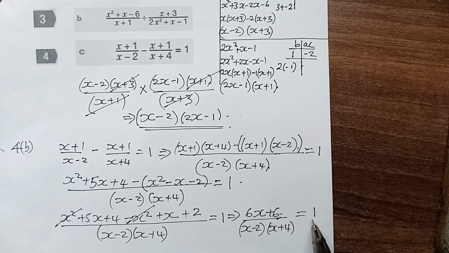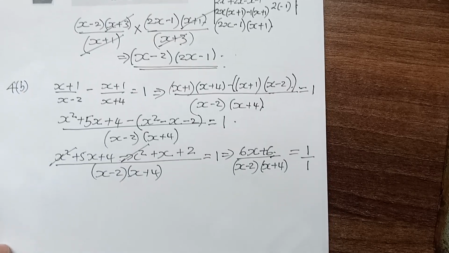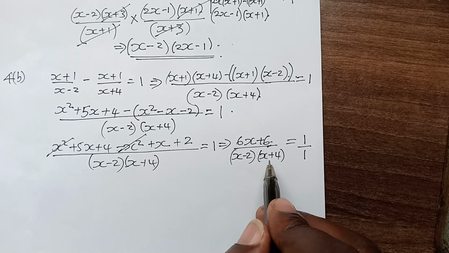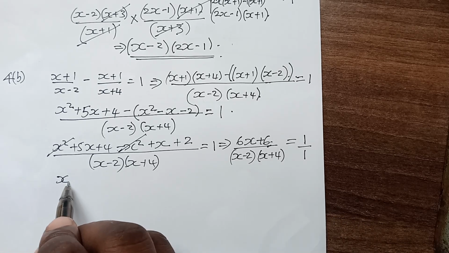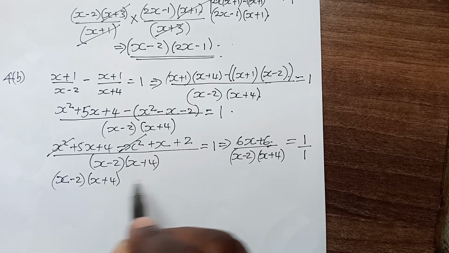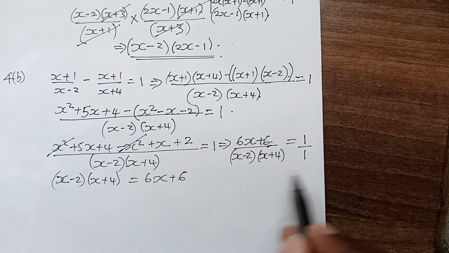And naturally, this one is always naturally over 1. Therefore, we have two equal fractions, and once we have such a situation, we have full permission to cross multiply. We are going to have (x - 2)(x + 4) times 1. Of course, it becomes (x - 2)(x + 4) equals 6x plus 6, because in both cases we multiply by 1.